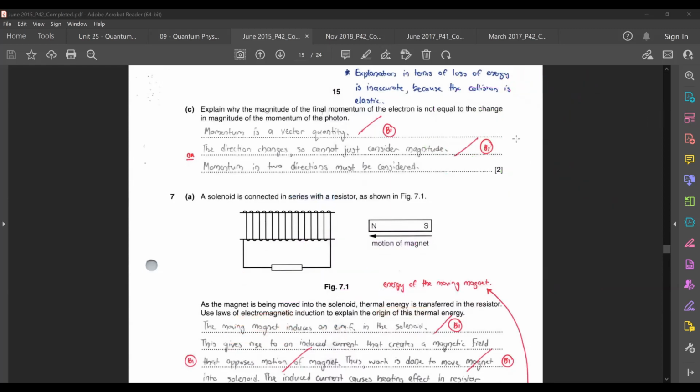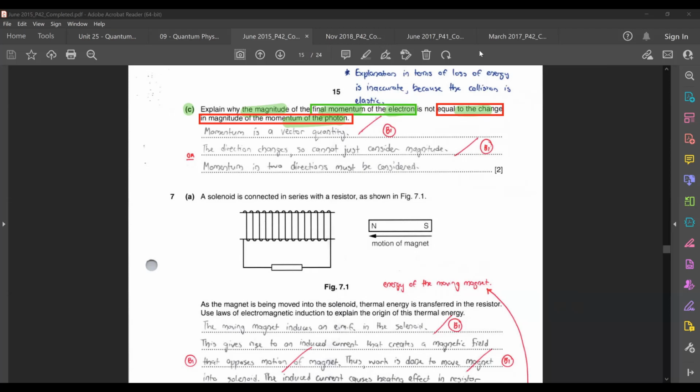Now for part C, explain why the magnitude of the final momentum of the electron is not going to be equal to the change in momentum of the photon. Why is it that the final momentum of your electron isn't the same as the change in magnitude of momentum of the photon? The reason for that is because momentum is a vector.